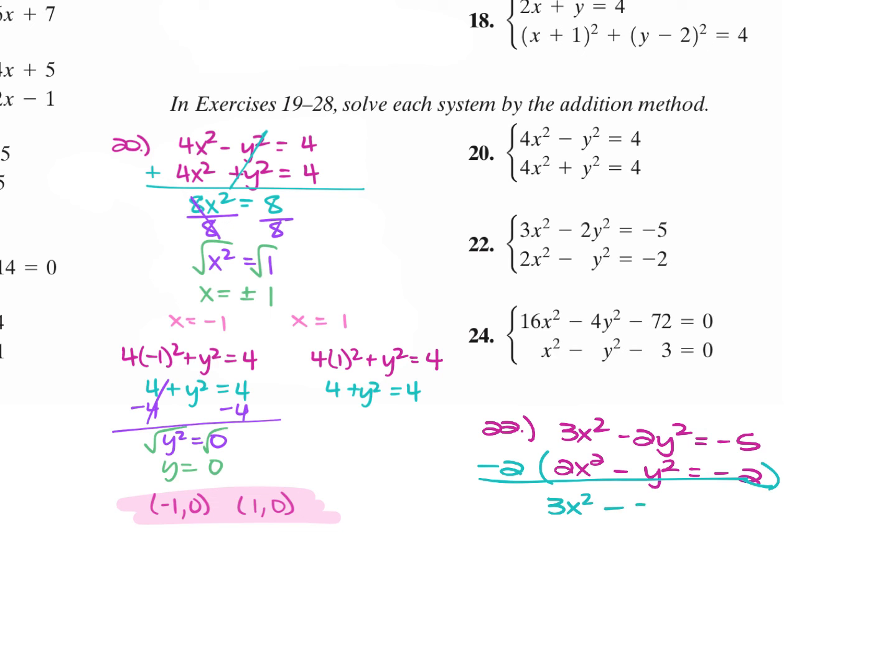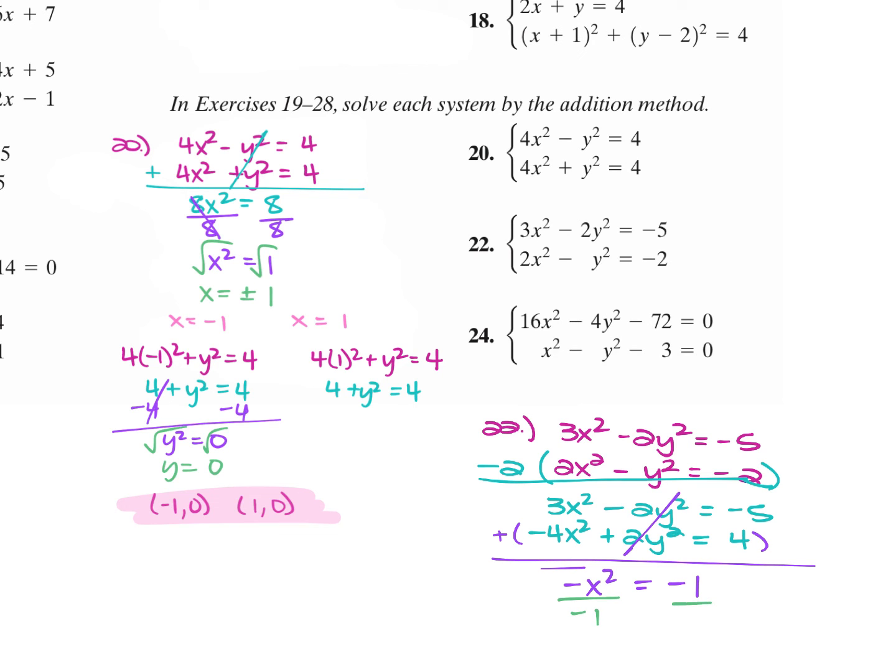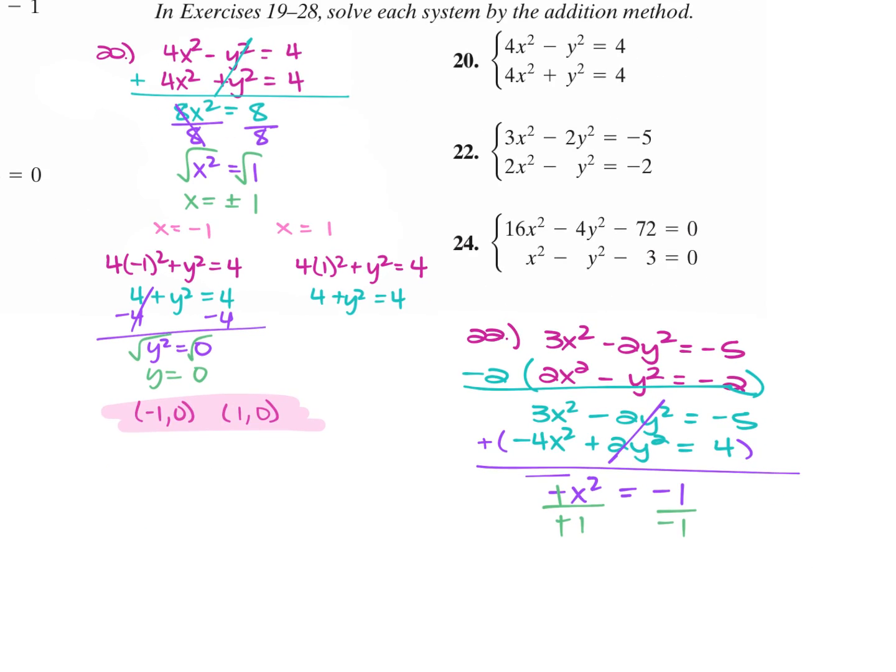So 3x squared minus 2y squared is equal to negative 5. But the bottom is going to change into negative 4x squared plus 2y squared is equal to positive 4. From here, we can just combine like terms or add. Your y's are going to cancel. The 3x squared minus 4x squared is negative x squared, or negative 1x squared. And negative 5 plus 4 is negative 1. Divide the negative 1 over to get positive x squared.